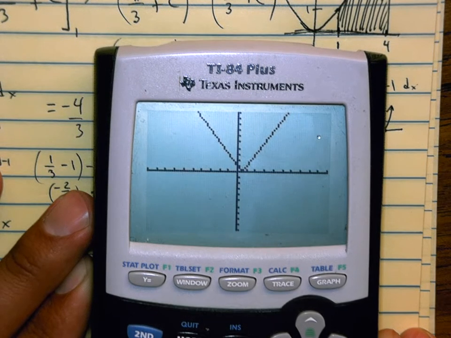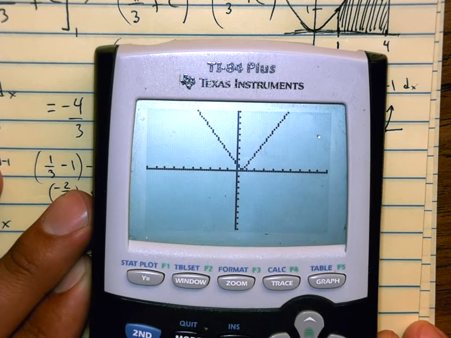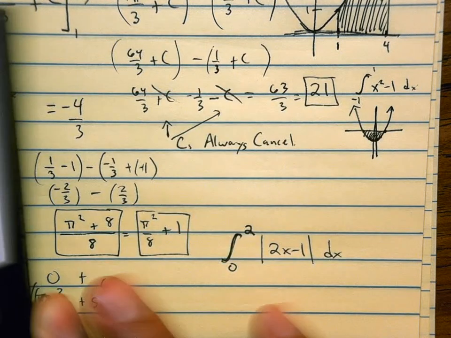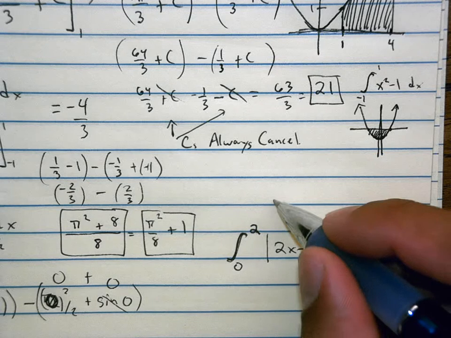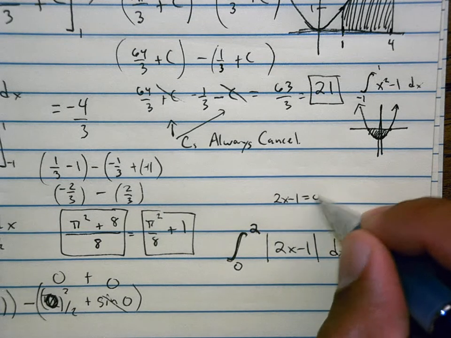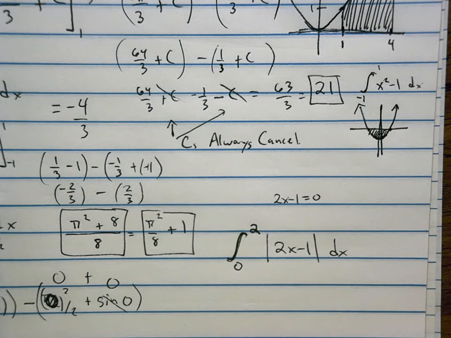As a matter of fact, if I want to know where this hits, I could actually think of it like this. 2x minus 1, where does that equal 0? Where would that equal 0? Where would that touch the x-axis?